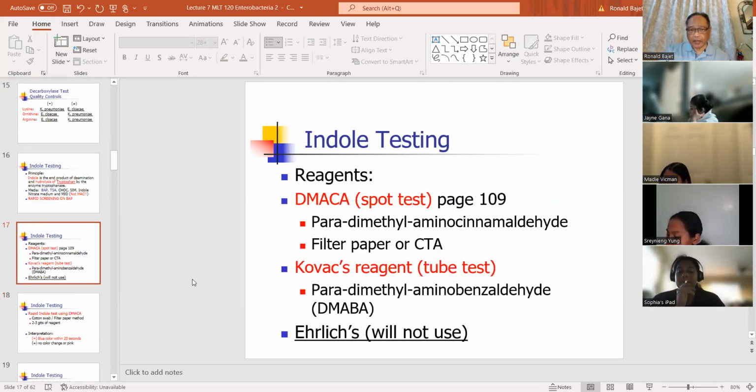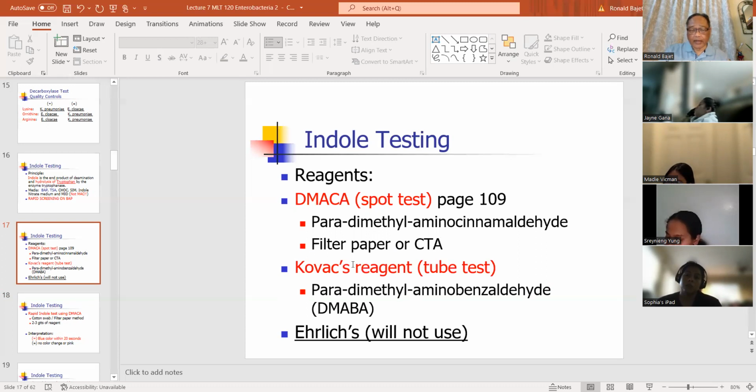Two types of indole test are the dimethylaminocinnamaldehyde, DMACA, and the Kovacs reagent, which is dimethylamino-benzaldehyde. The cinnamaldehyde reagent is used for taking direct colonies and doing the indole test off a direct colony. You either use a filter paper or you can use a swab.